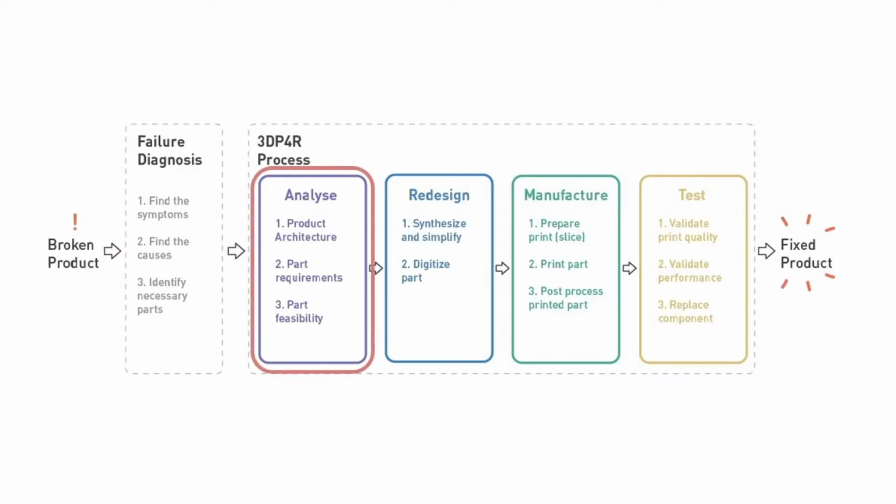The analysis phase is the first phase of the 3D printing for repair process. This phase is the backbone of the whole process. It will give you more insight into the product and the part. This will help you to make the right decisions in the redesign and manufacturing phases.